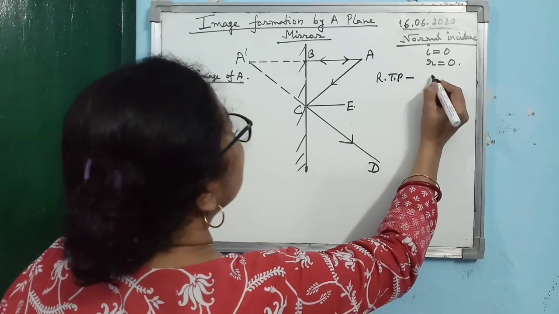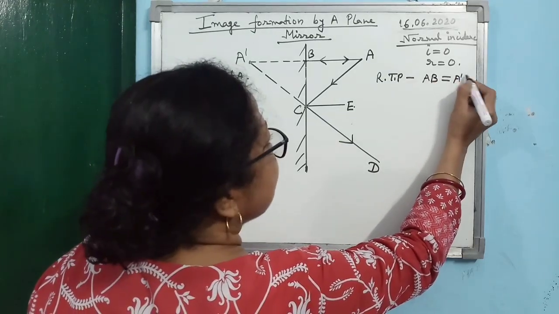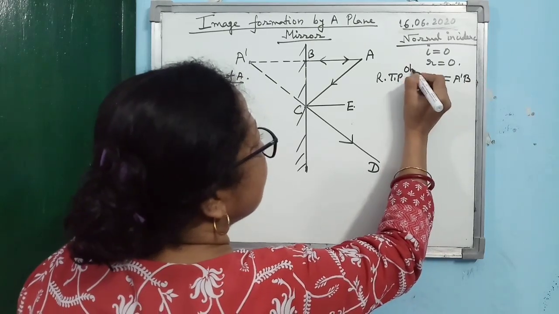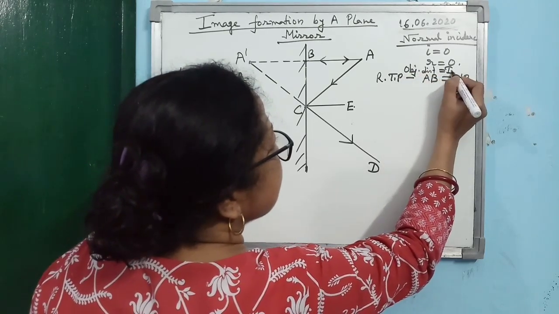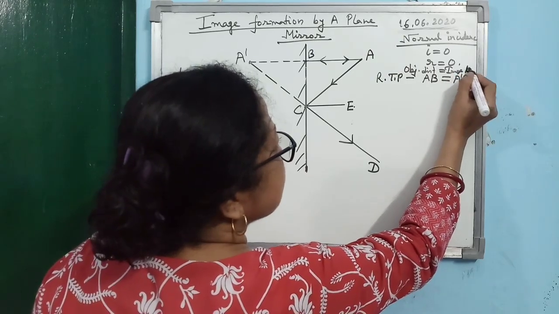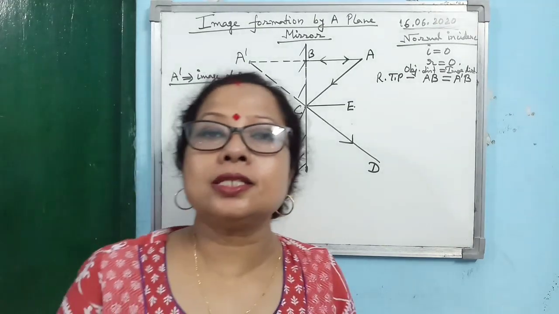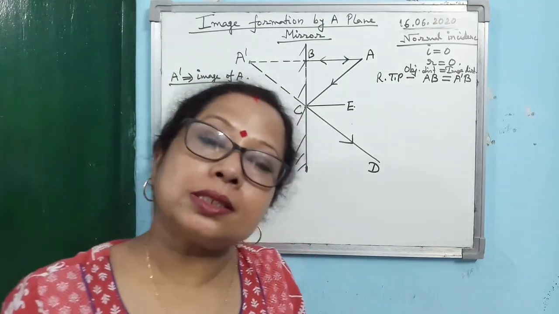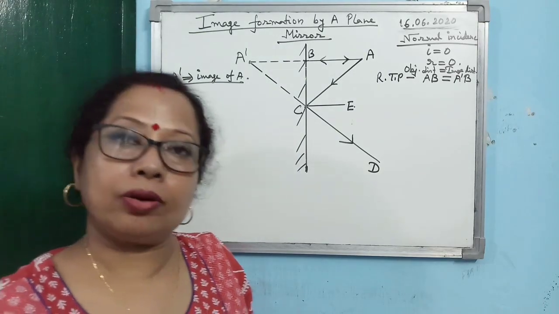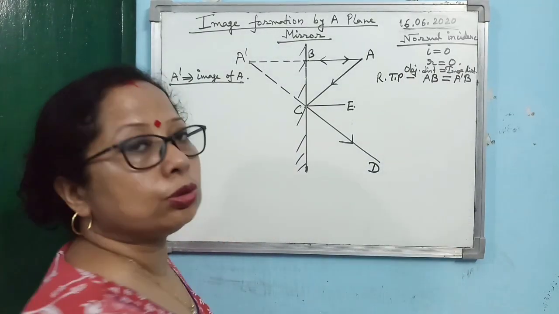We have to prove that object distance and image distance are equal. I forgot to write object distance. Object distance is equal to image distance. What is object distance? I said already, the distance between object and mirror. What is image distance? The distance between image and mirror. So we have to prove that object distance is equal to image distance.